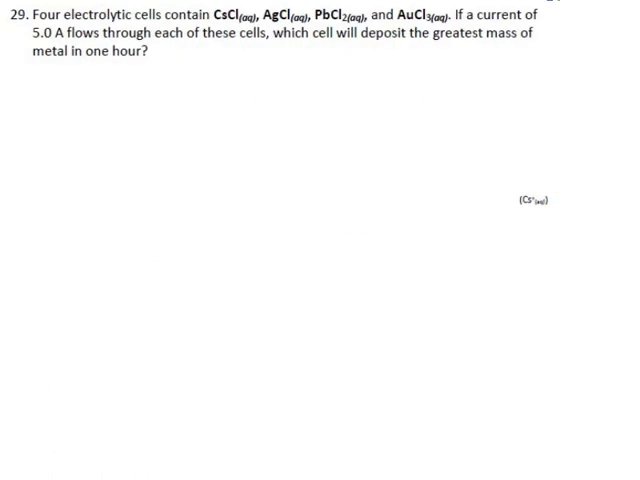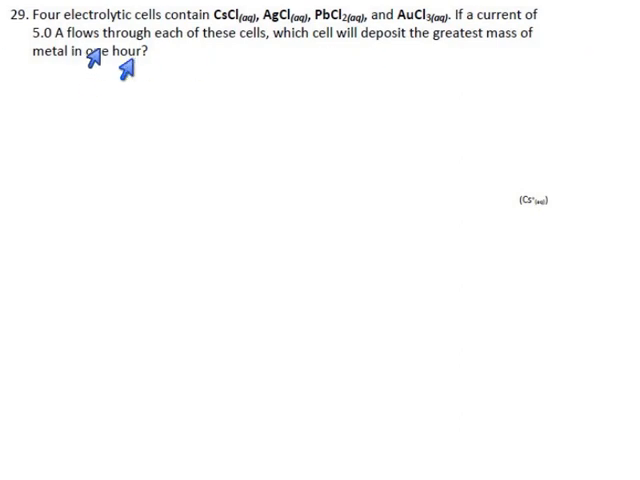Okay. This is another comparison problem, actually. 4 cells containing, they're all chlorides. We're reducing cesium, silver, lead, and gold. And they want to know if we're taking a current of 5 amps through each of these for an hour, which one will deposit the most?